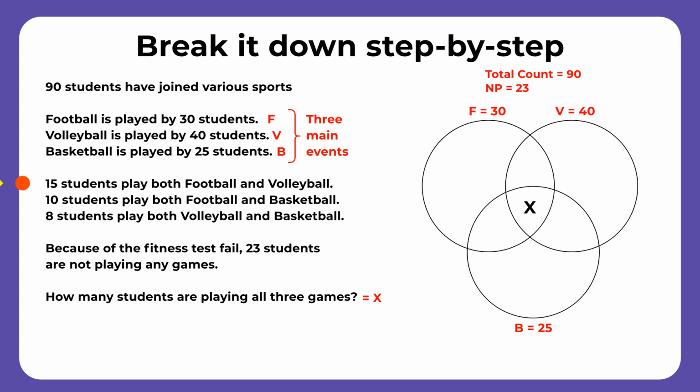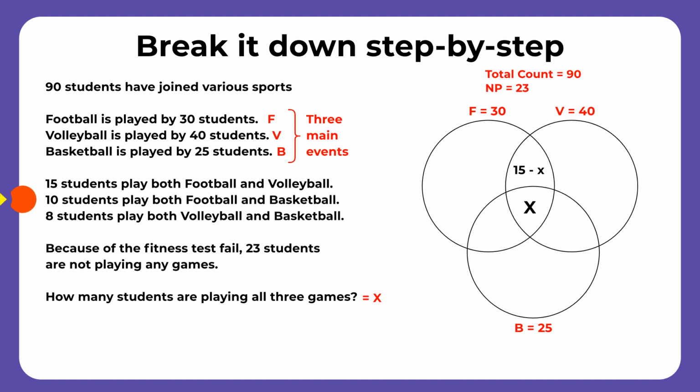We are then given that 15 students play both football and volleyball. And these students are represented by this shaded region here. In order to find the number of students which lie in this outer part, the sum must be equal to 15. Therefore the outer part would be 15 minus x, because 15 minus x plus x would be equal to 15. Now moving toward the next fact.